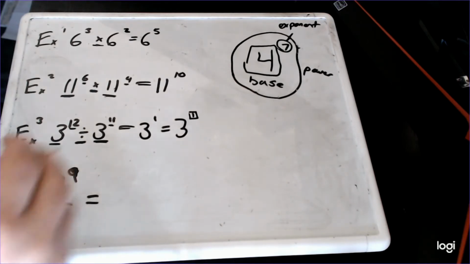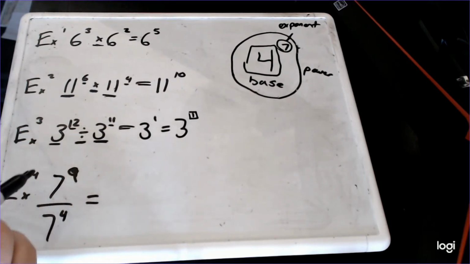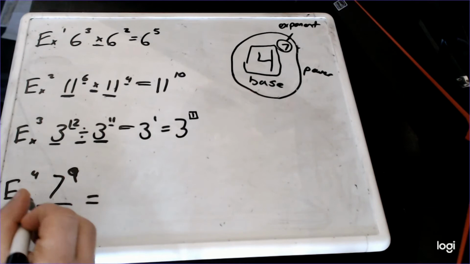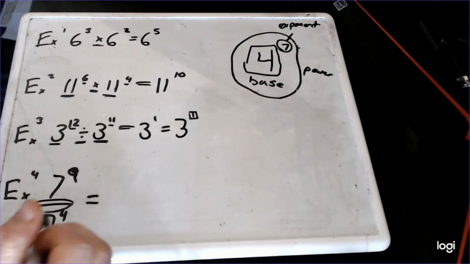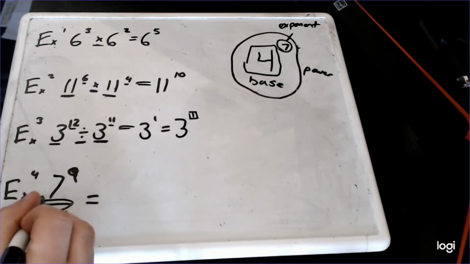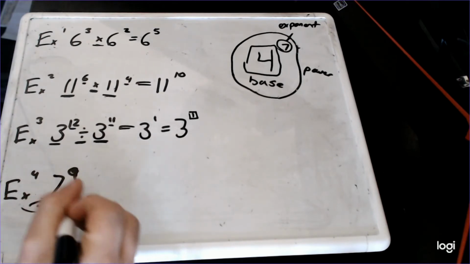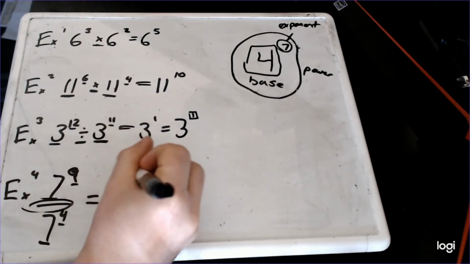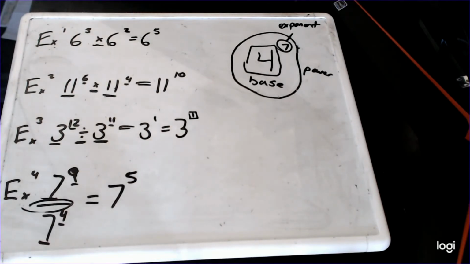And last example, it looks a lot more like our previous when we were doing our proof. So again, we have division, so we're going to be subtracting. We have the same base here and here, so we do 9 minus 4, which gives us 5, so 7 to the 5. Excellent.